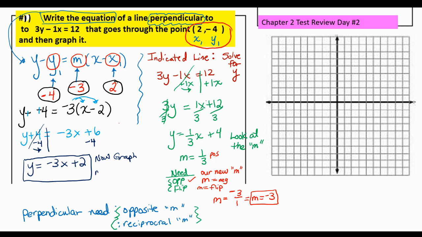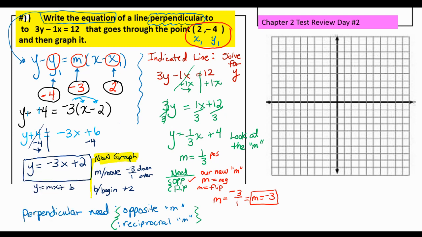So to graph, m is to move, right? Remember, it's in the order of y equals mx plus b. So we're going to move as -3/1, so down 3/1. And b is where you begin. So we're going to begin at +2. So that's how you graph it.